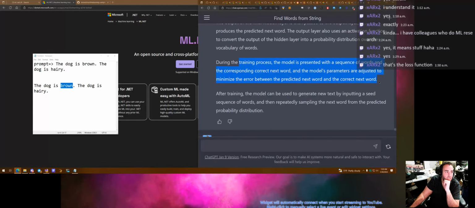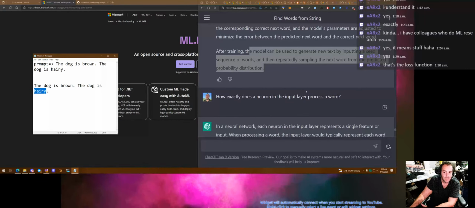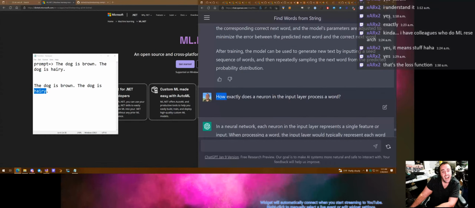If that's the loss function, then I don't know if this is right, because there's this thing called AI hallucination, where it just makes stuff up confidently. I don't know, but I researched most of this by looking stuff up in Wikipedia. After training, the model can be used to generate new text by inputting a seed sequence of words and then repeatedly sampling the next word from the predicted probability distribution. So I could do "the dog is" and it could say brown, it might say hairy, it might say other things, depending on the vocabulary and the data it was trained with. That's my understanding. Okay, so now it's like, how exactly does a neuron in the input layer process a word?